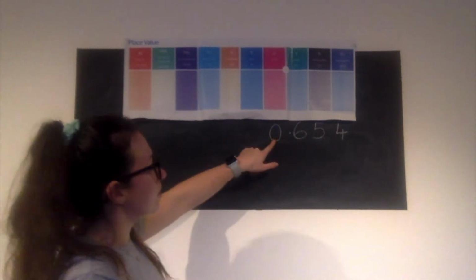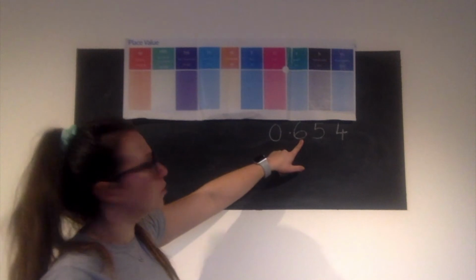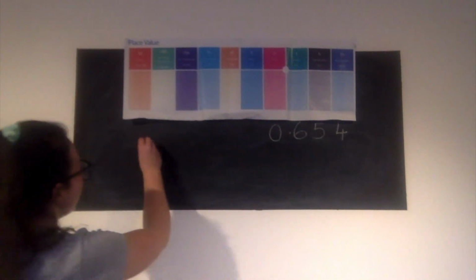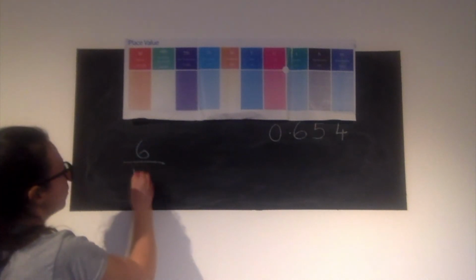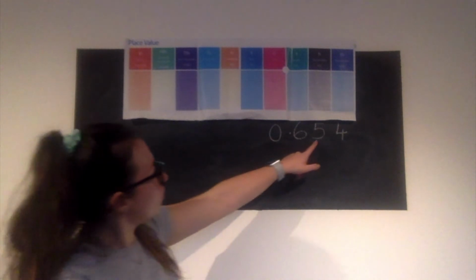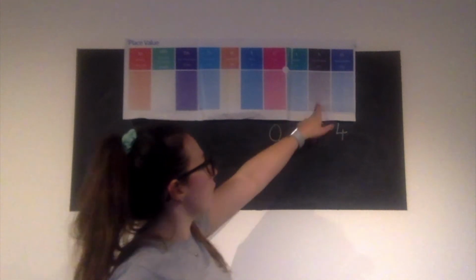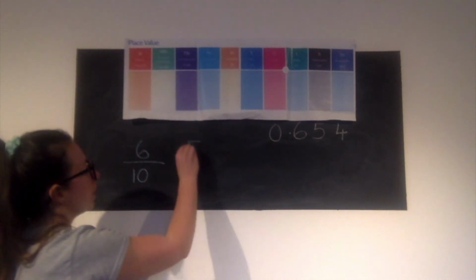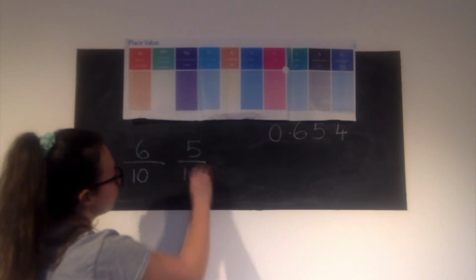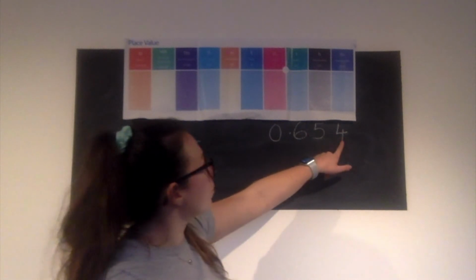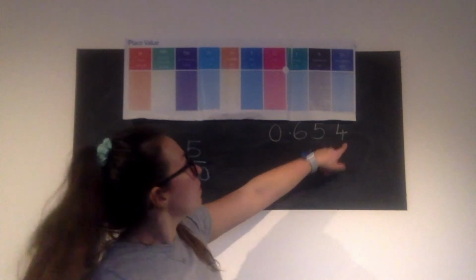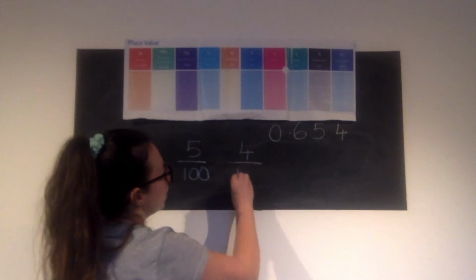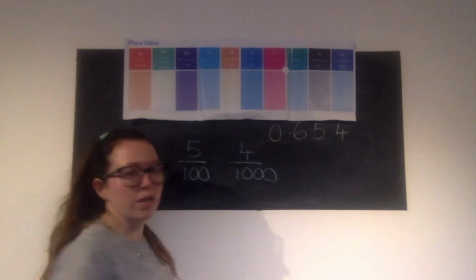Let's start off here. There's nothing in my ones column. Let's go to our tenths column. I have got 6 in my tenths column, so that's the same as 6 tenths. The next column along is the hundredths column. There's 5 in my hundredths column, so that's the same as 5 hundredths. And then my last number, I have a digit 4 in the thousandths column. So 4 thousandths is how we write our fraction.